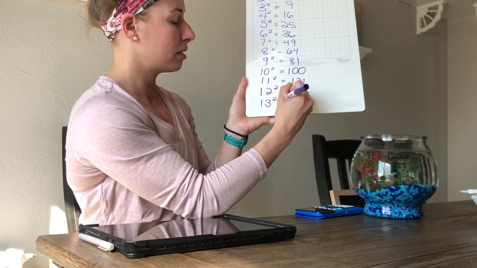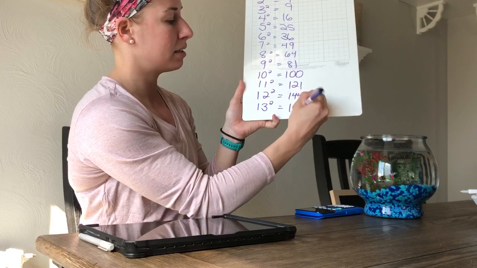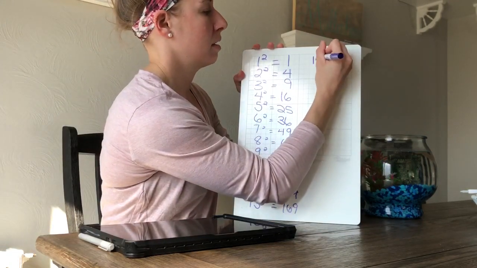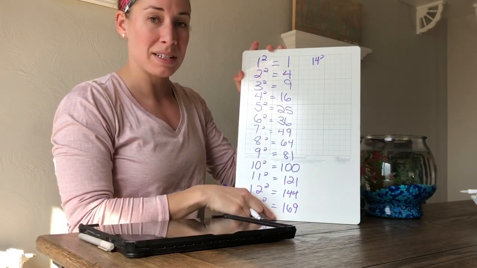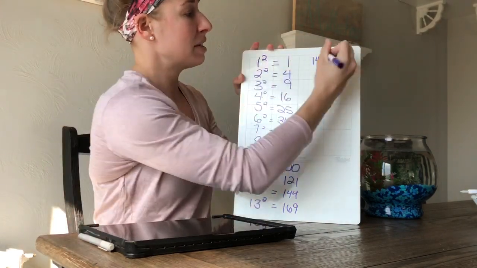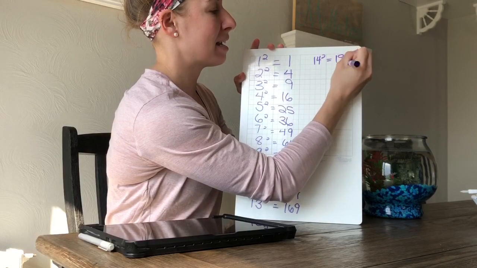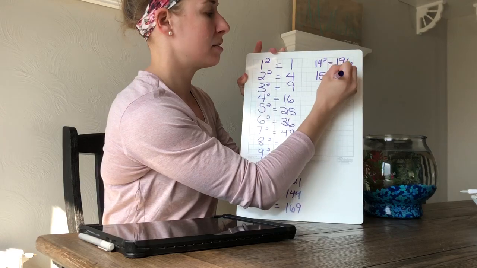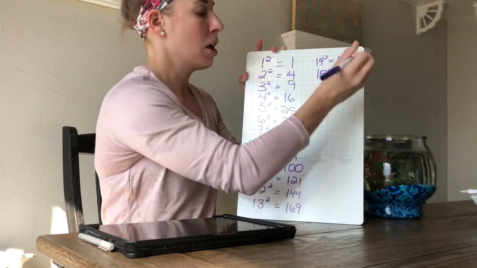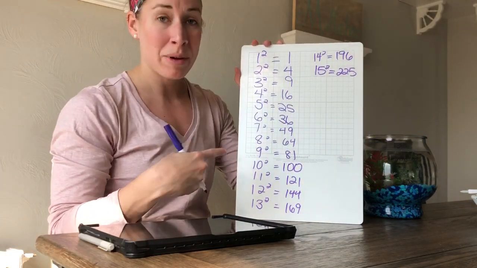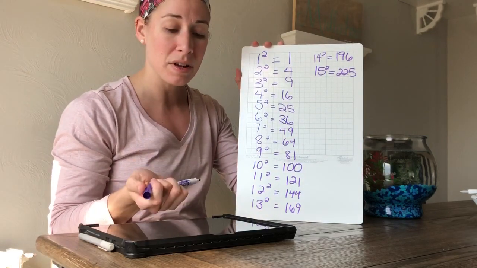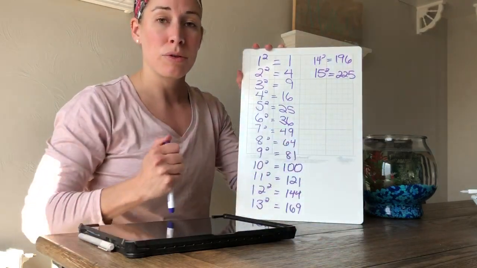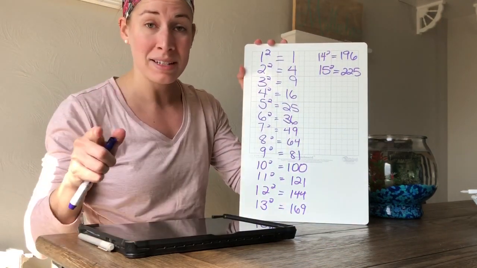13 squared, 169. 14 squared. If you can remember, 13 squared is 169. 14 squared is 196. Okay, they just kind of flip-flop. 15 squared is 225. These are the ones that I would expect you to have memorized. Create yourself some flashcards, okay, any way that you can. Go through them, practice them, memorize them, okay?